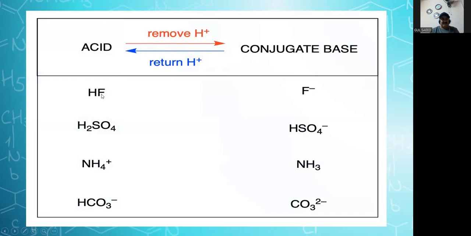Like HF, when hydrogen is removed, it produces the F- ion. And H2SO4, when hydrogen is removed, produces the conjugate base HSO4-. NH4+ can donate a proton, and when a proton is removed it produces NH3. In the same way, HCO3-, the hydrogen carbonate ion, when hydrogen is removed produces CO3 2-. This is the conjugate base. When hydrogen is added to it, it produces the acid again.